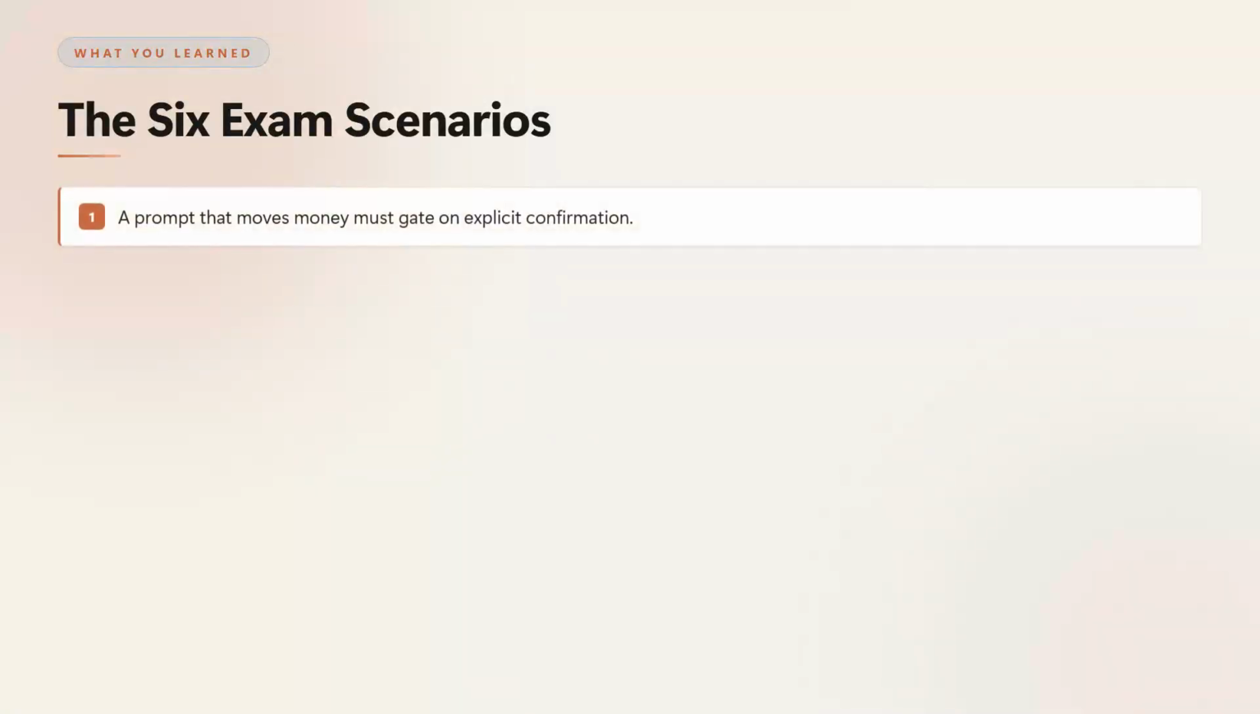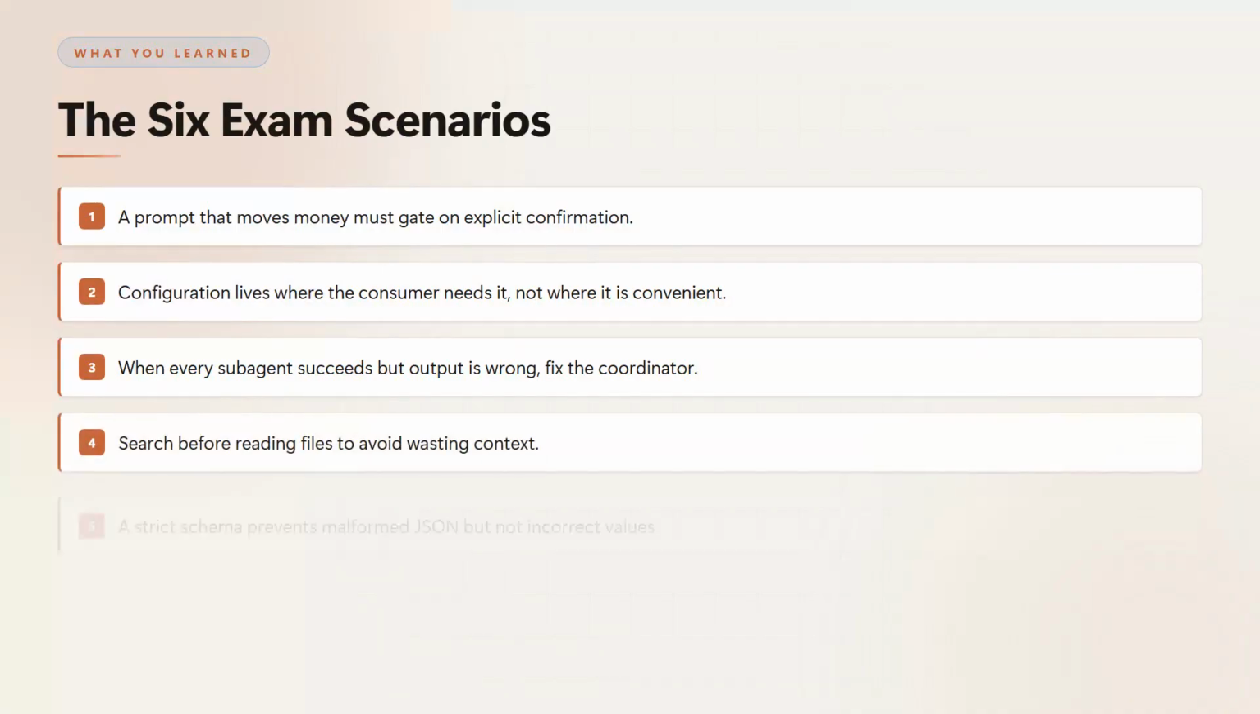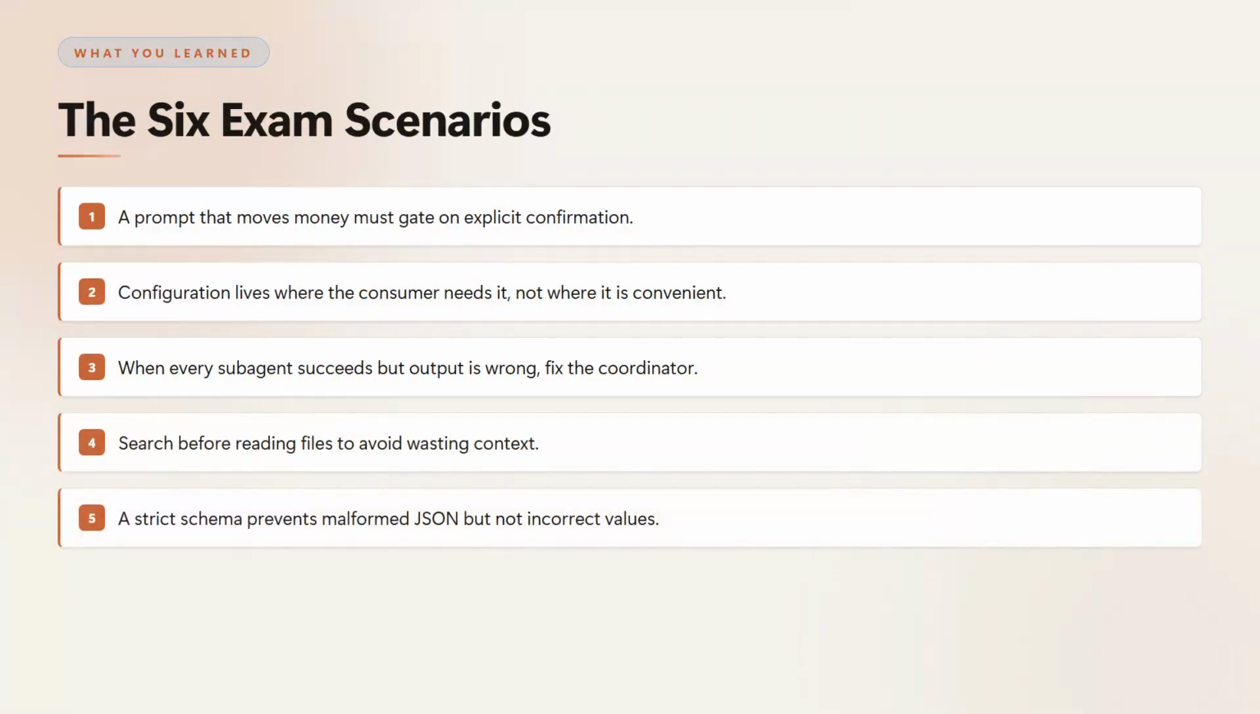In these 6 scenarios, you saw how binding constraints shape every fix. When money moves, gate on confirmation. Place configuration where the consumer needs it. If subagents all succeed but output is wrong, the coordinator is the fault. Search before reading to save context. And remember, a strict schema stops bad format, not bad math.